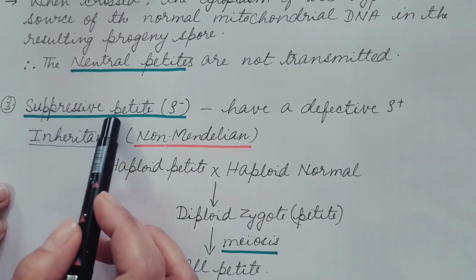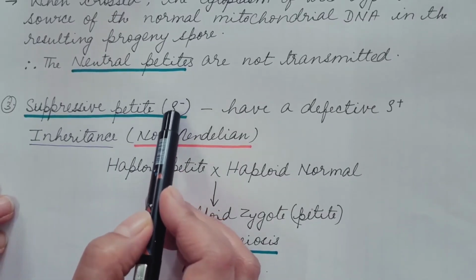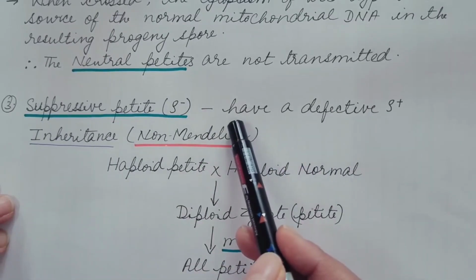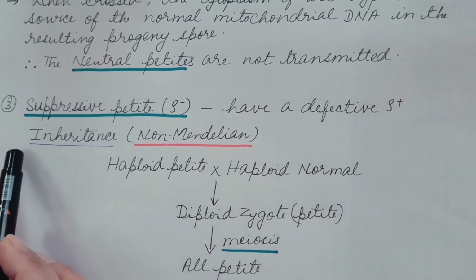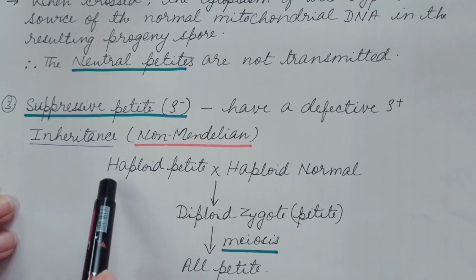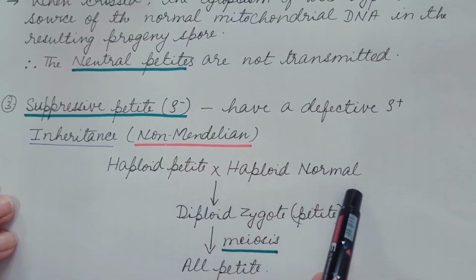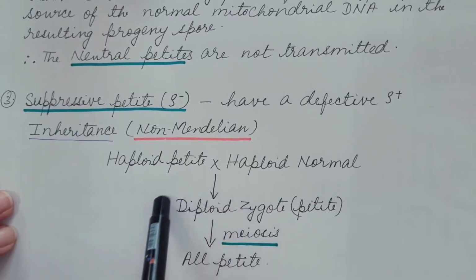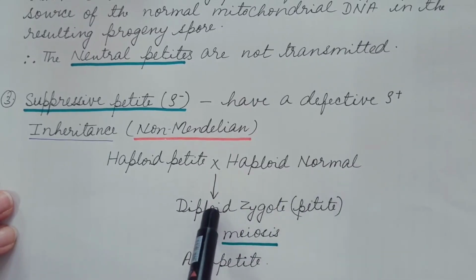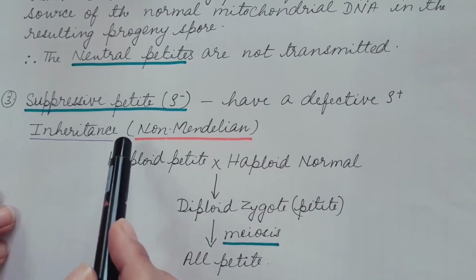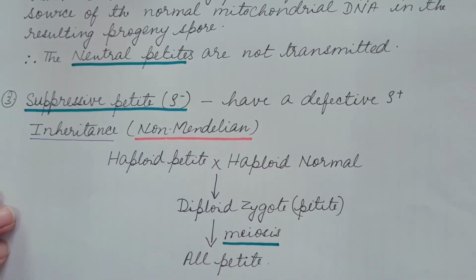Now the next is suppressive peptide, which is represented by rho minus. This has the defective rho factor. Let us see its inheritance pattern. When the haploid peptide is crossed with the haploid normal, we get the diploid zygote, which is peptide. And when this zygote undergoes zygotic meiosis, then we get the progeny, which are all peptide. So here also it shows the non-Mendelian pattern of inheritance.